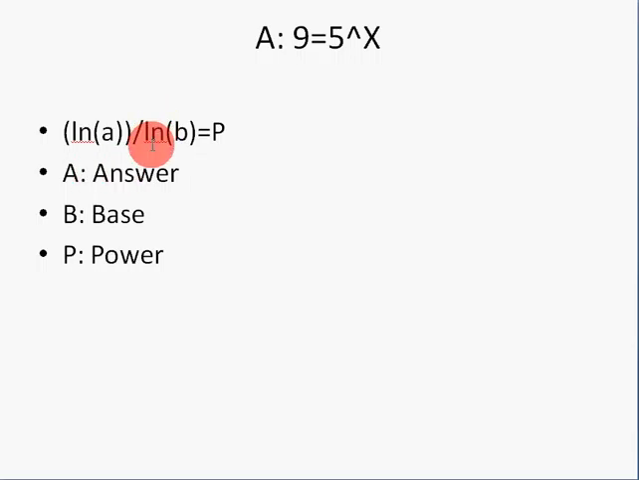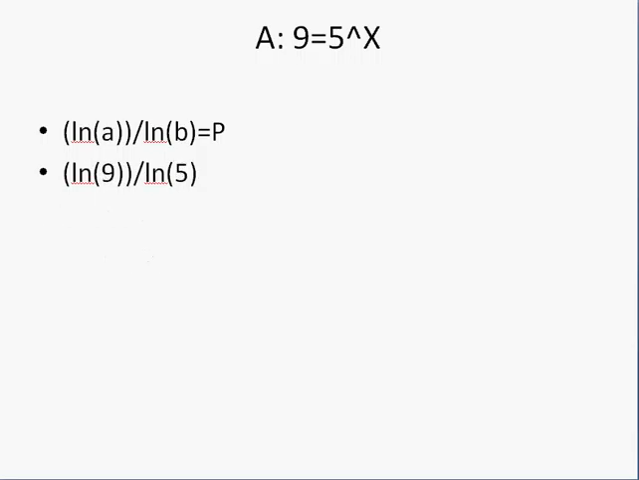This is natural log. The equation for natural log is ln of A, natural log of A, divided by natural log of B is equal to P. A stands for the answer in our original equation, B is the base, and P is the power. It's imperative that you find the natural log of the answer first and then divide, because if you don't, you're not going to get the correct answer.